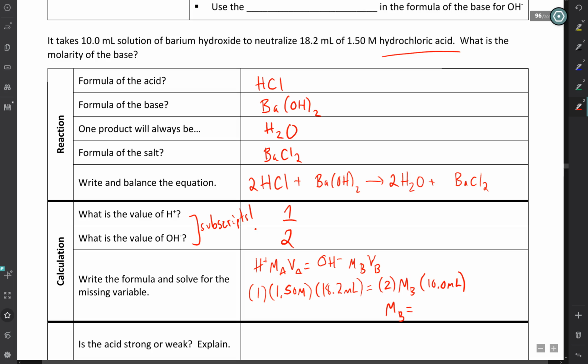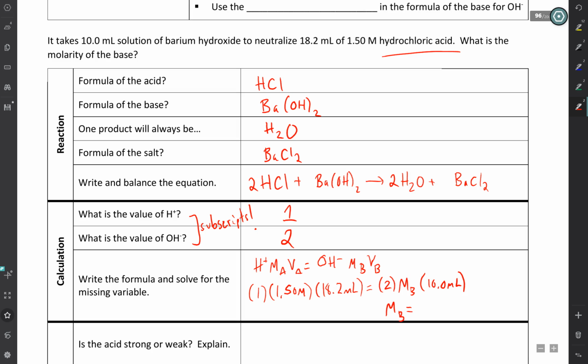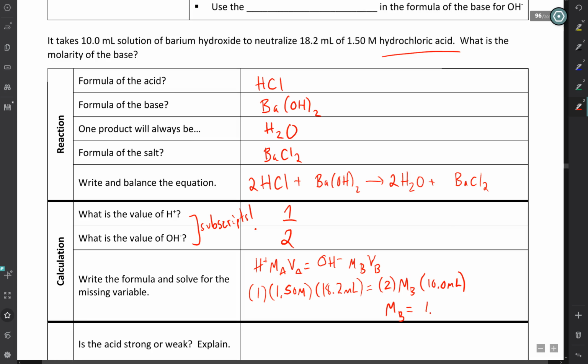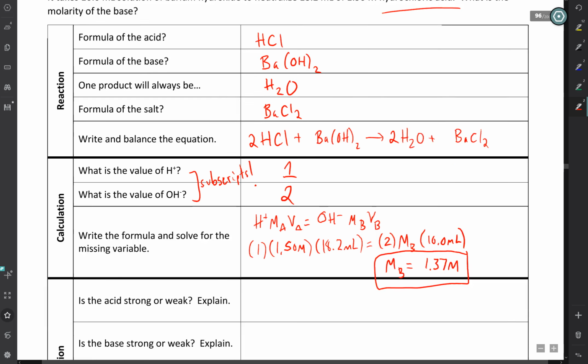So if you take out your calculator, you punch the numbers in the right order, you should come up with a molarity of about 1.37 molar. Make sure that you're including the units after the number. Remember, on this side of the equal sign, MB is just a variable. That might as well be X. And the letter M after 1.37 is telling me molar.